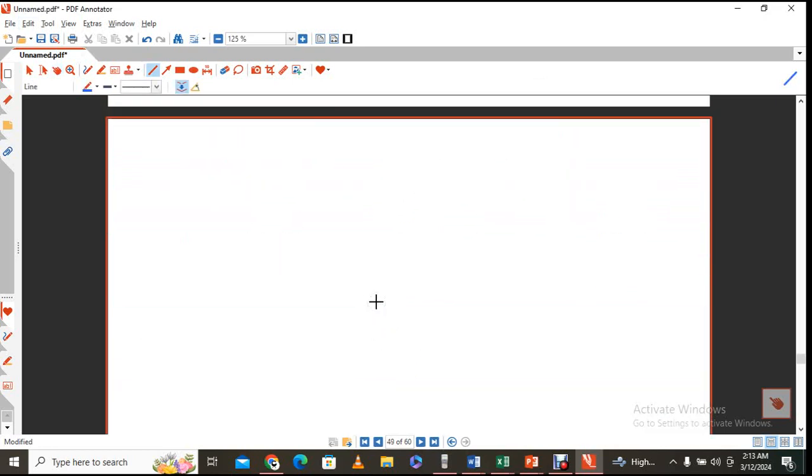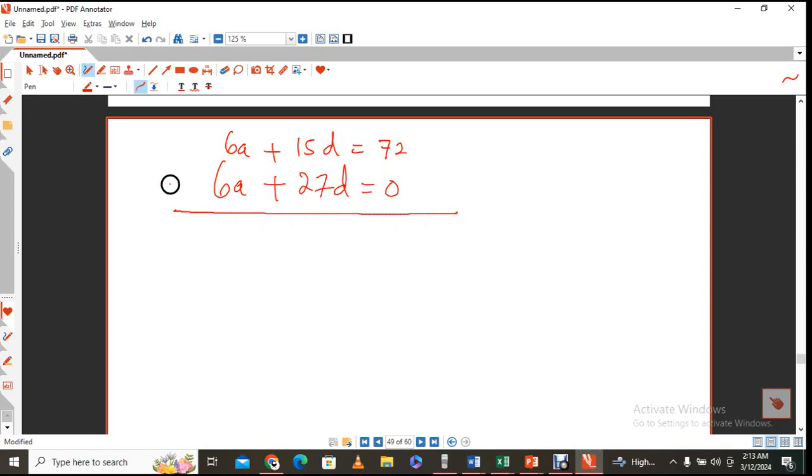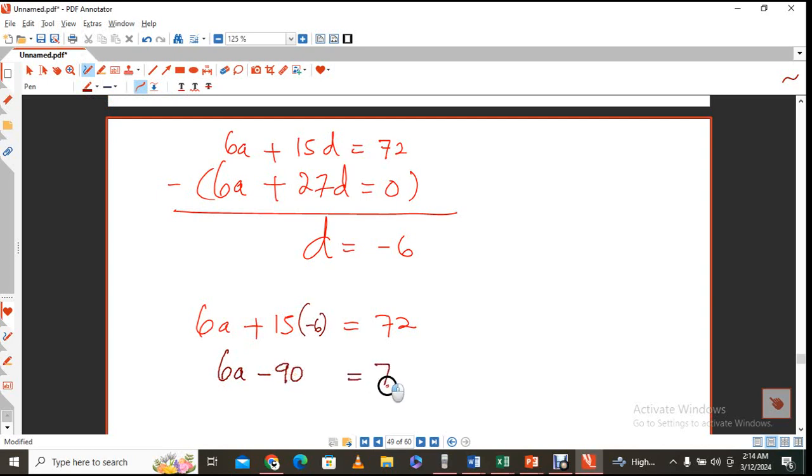So what we know from the two equations, I'll just quickly write them down. I had the equations 6a plus 27d, which was naught, and the other one was 6a plus 15d, which was equal to 72. And when we did our subtraction, we realized that d is equal to negative 6. So I'm going to use 6a plus 15d equals 72, but now I know the value of d, so I'm going to substitute my negative 6, and that is 6a minus 90 equals 72.